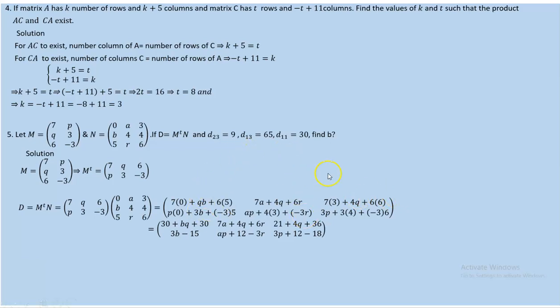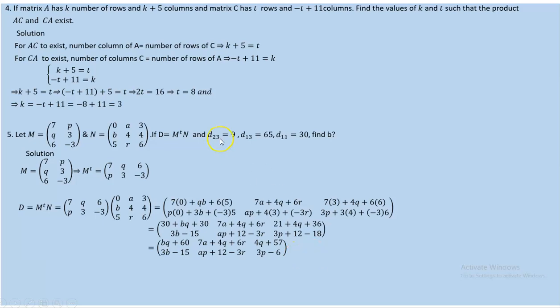So you have been told that D23 is 9. This shows that it is the element at the intersection of the second row and third column. Which one is that, students? The second row and third column is this one. This one should be the same as 9, but this needs to be simplified further. Anyway, you will obtain this one as a final output.